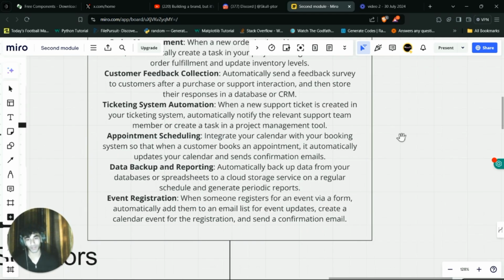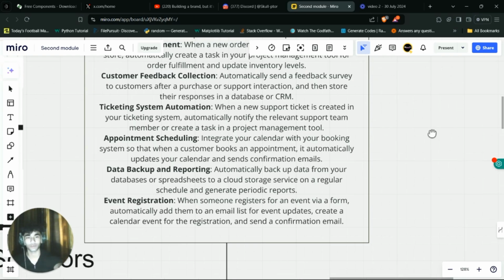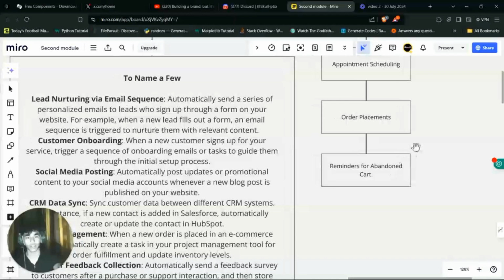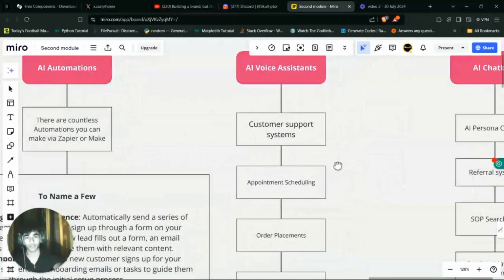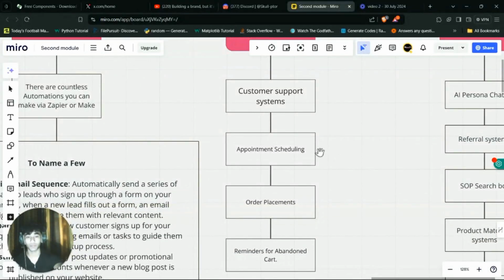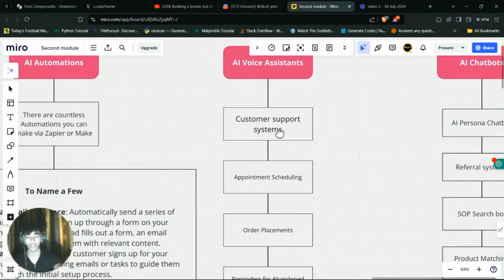Alright, so next comes in appointment scheduling. In this case, you'd be integrating your calendar with your booking system so that when a customer books an appointment, it automatically updates your calendar and sends a confirmation email. And this will free you of most of the work since appointment scheduling can be a pain since you'd be using calendar and everything. Yeah, you would be using the same system in the appointment scheduling of AI voice agents.